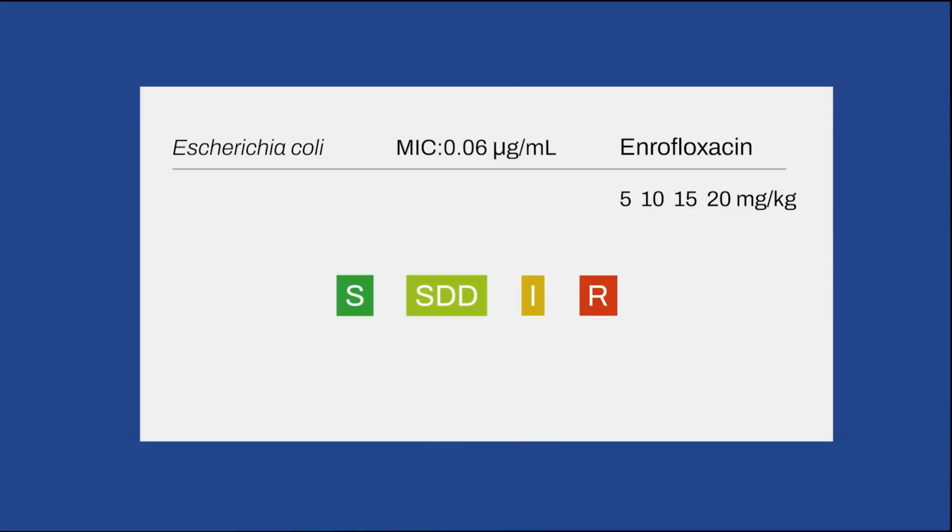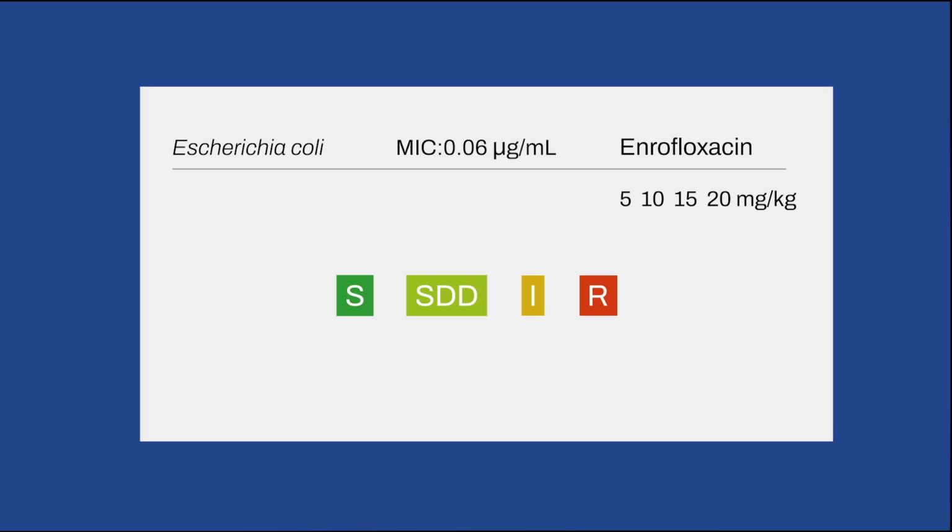If the MIC for the E. coli is found to be 0.06 micrograms per milliliter, which is the cutoff for the S category, and is based on a standard 5 milligram per kilogram daily dose, any dose within the 5 to 20 milligram per kilogram range would likely be effective. In this case, the interpretive criteria reported would be S, or susceptible, since any labeled dose is predicted to be effective.